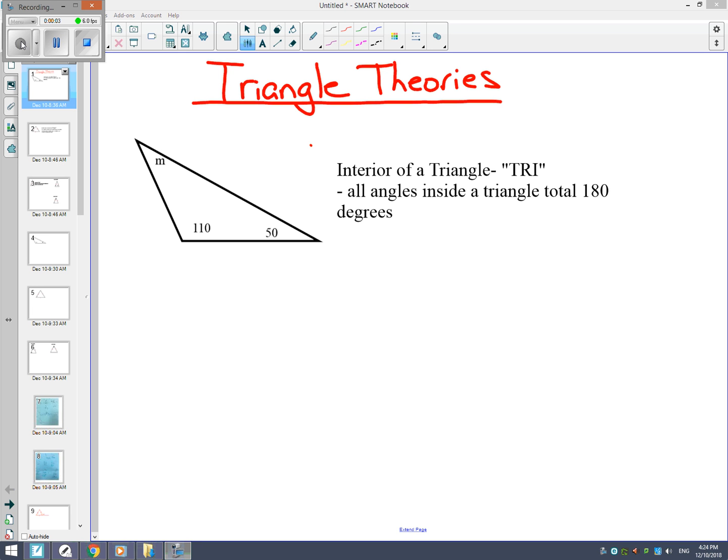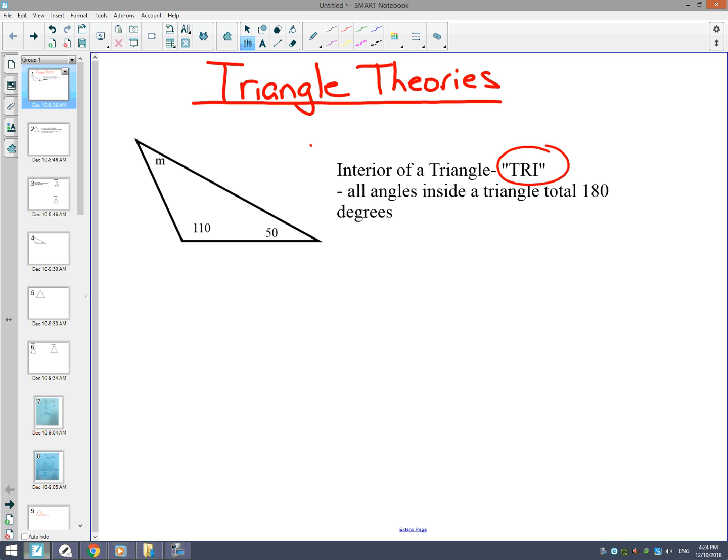This is our triangle theories review. It's what we learned today in class. I'm going to go over it in case you have any questions and want to work on it tonight. And now we learned three triangle theories. The first one is interior of a triangle, and our proof name is just tri.